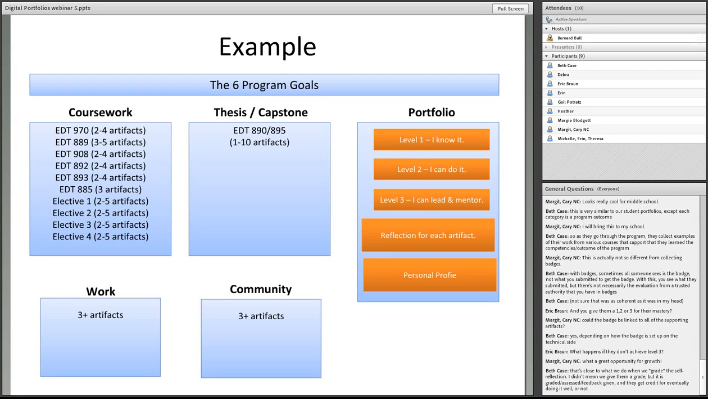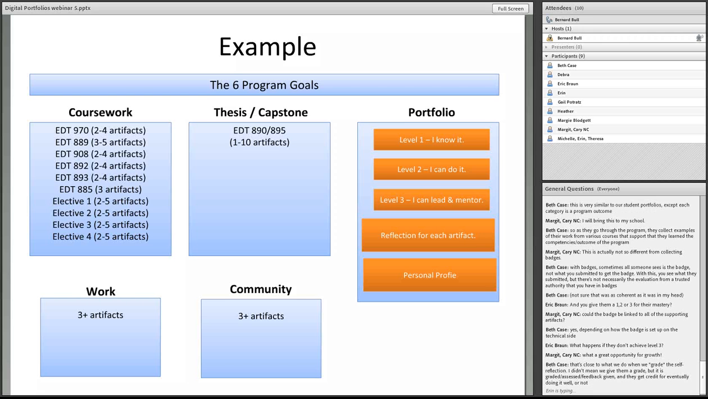They do that through the entire program. Then they can choose a more applied project at the end or a thesis. Their actual project could be one big artifact for their portfolio, but it might be up to 10 artifacts. So maybe they create a number of lessons, or maybe they're doing a more applied project and they create an entire curriculum for a given grade level. Well, they might have dozens of artifacts that they could pull from their capstone project.